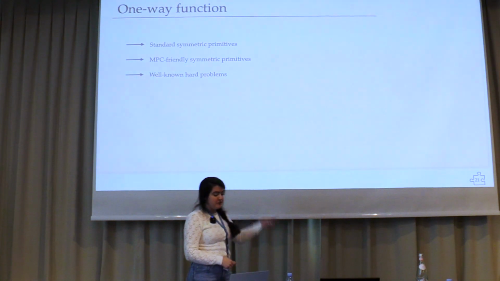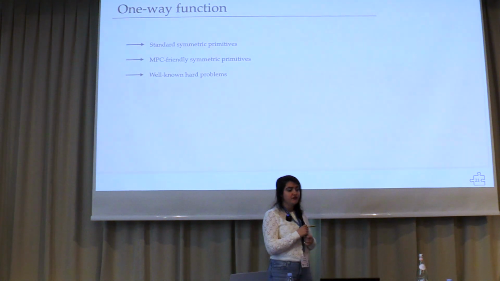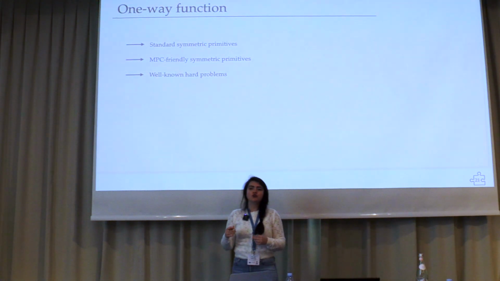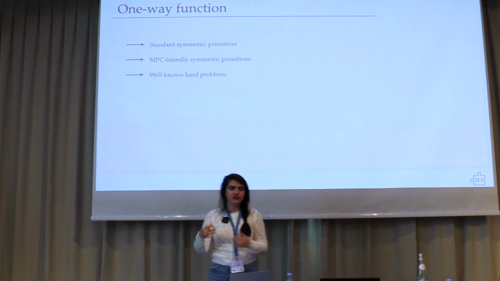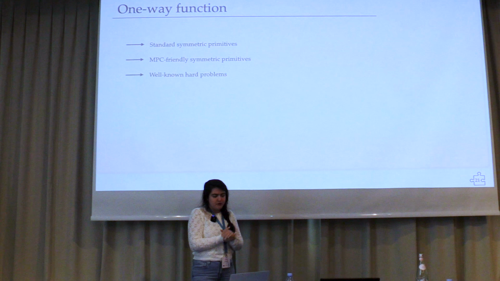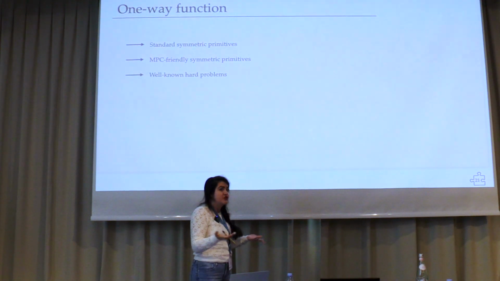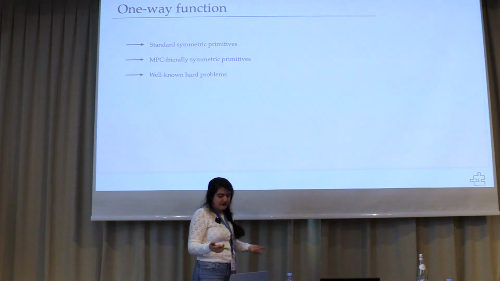So that's why these MPC-friendly symmetric primitives started coming up, which are different symmetric primitives, where you really want to have a lower multiplication depth. You want to make it more efficient for an MPC protocol. But then there are new primitives, there's more structure, we're not that confident in, and so on.